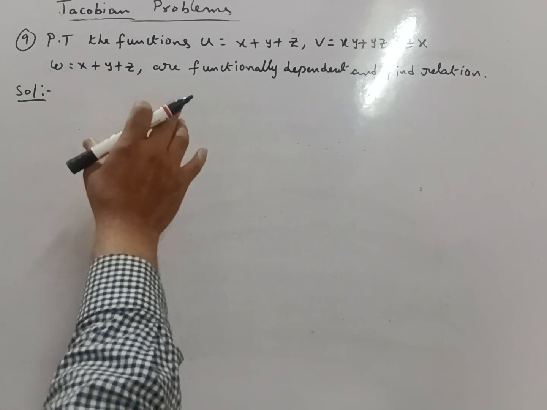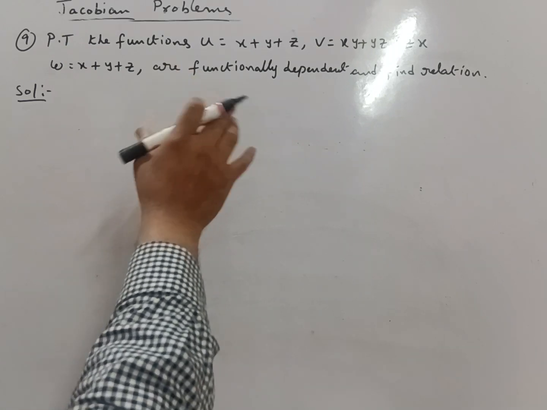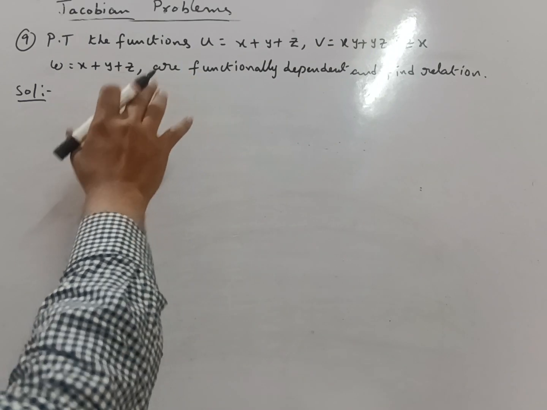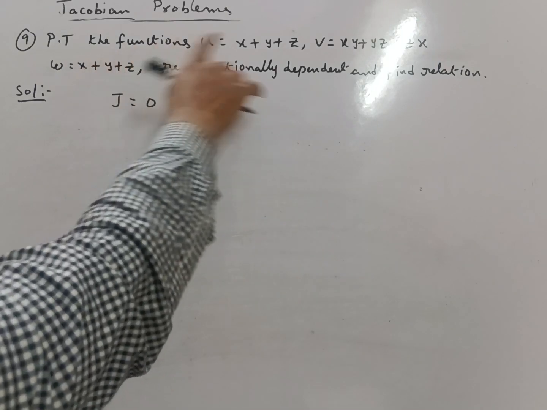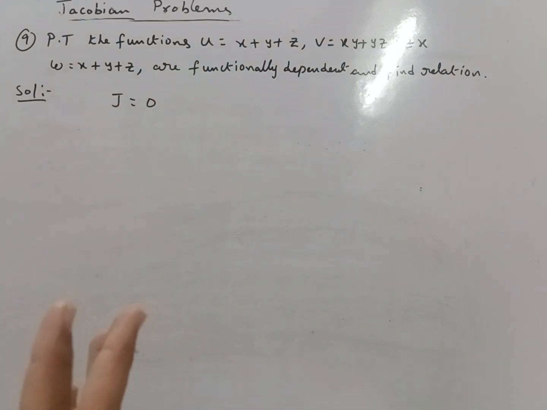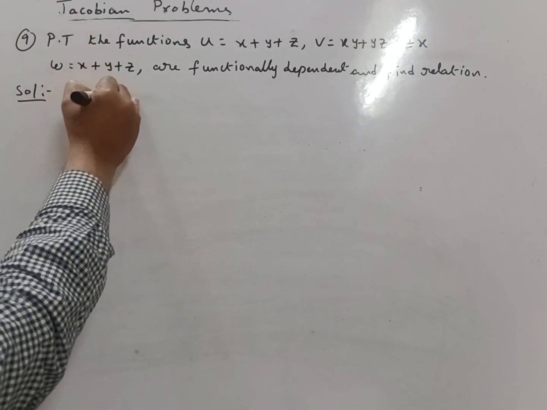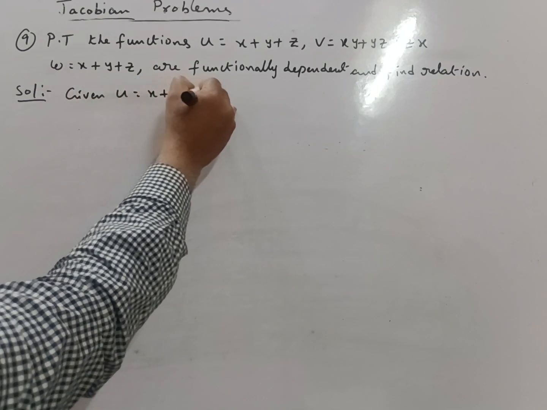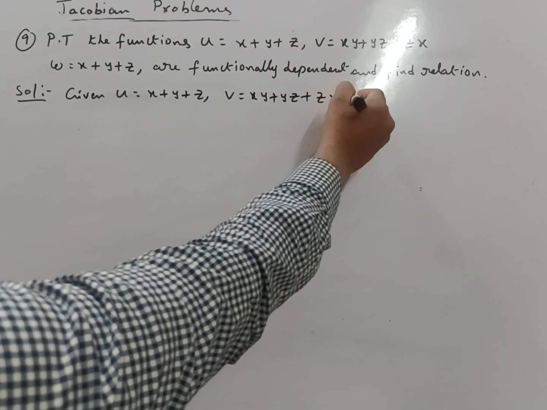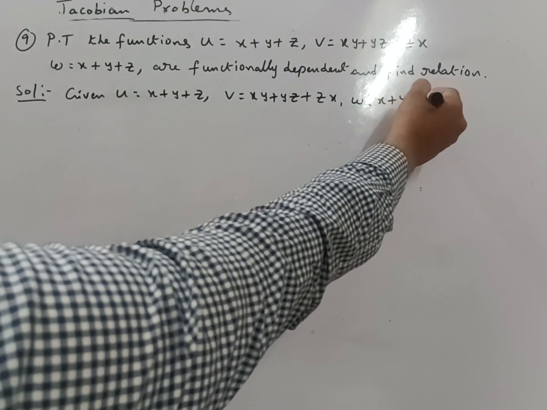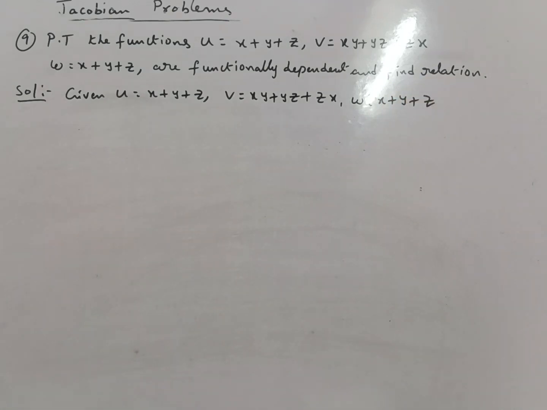If you find the Jacobian of given functions, and if you get 0, so Jacobian J is equal to 0, then those functions are called functionally dependent, right? Now see whether we get 0 or not. First, what he gave here: given u = x + y + z, v = xy + yz + zx, and w = x² + y² + z². Correct. Now you have to find the Jacobian.